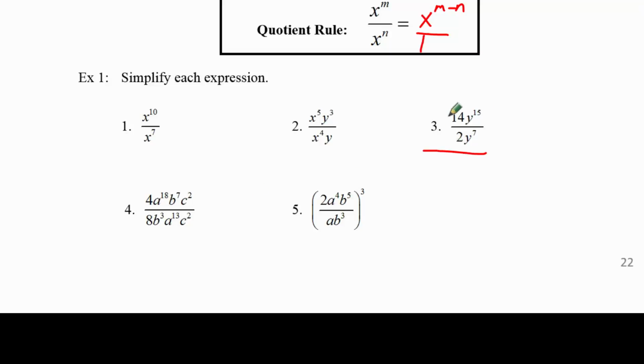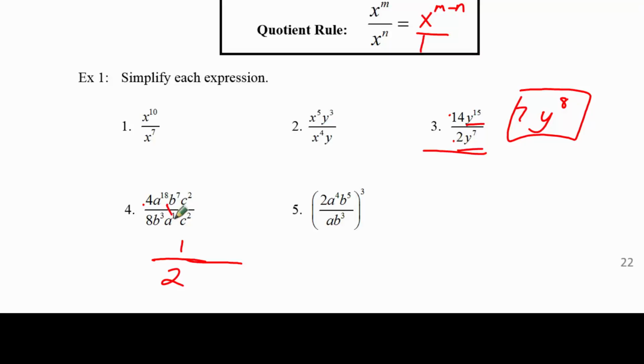So 3. Don't forget, 14 divided by 2 is 7. It is not 12. However, when you talk about the y's, you have 15 y's on the top, 7 y's on the bottom. We're taking 7 out of those 15 because we're going to cancel them all out, and we're left with 8. So 15 minus 7 is 8. On the next one, don't forget, just because everything's up top so far, 4 goes into 4 once, 4 goes into 8 twice. You get a half.